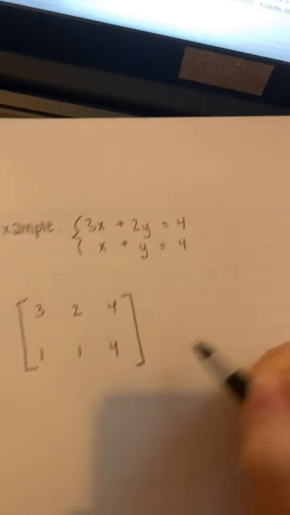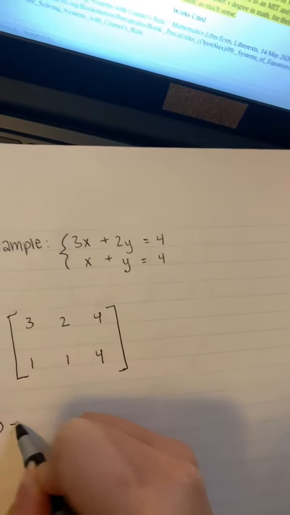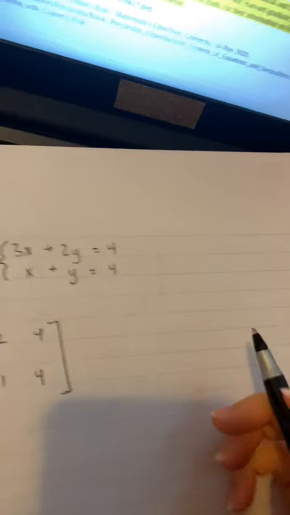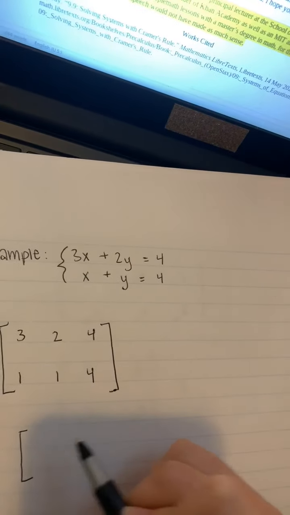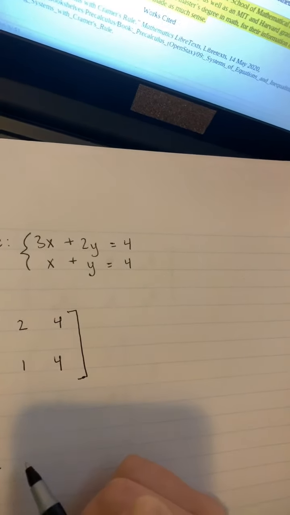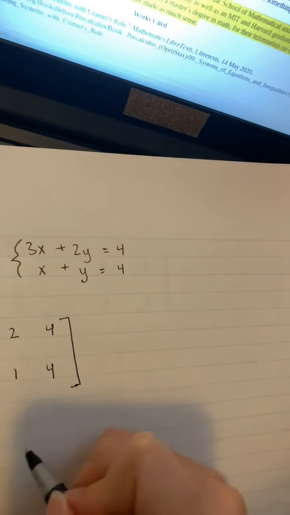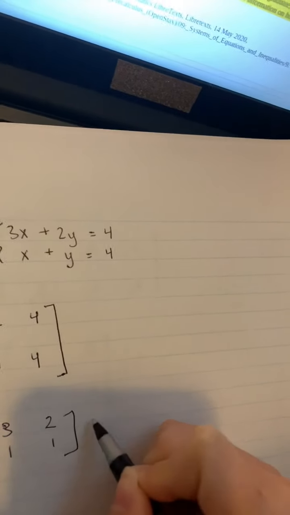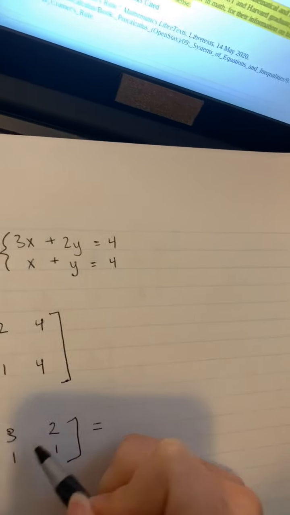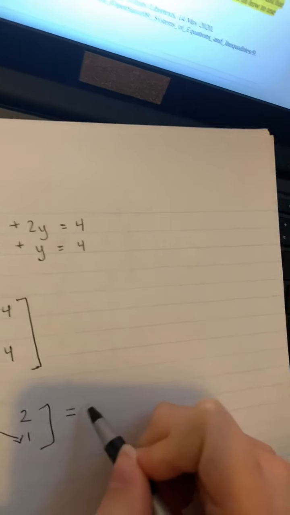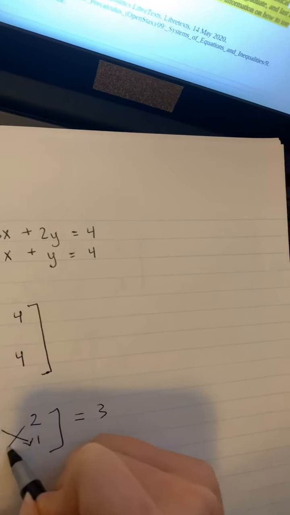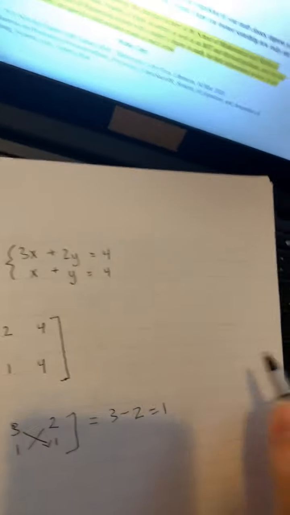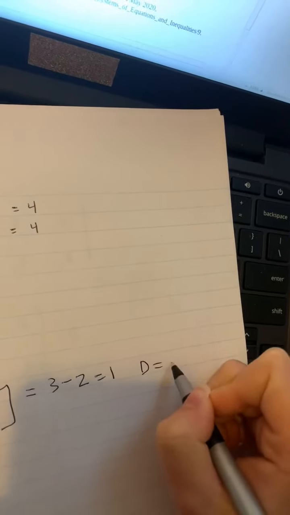Now we solve for d. You do this by using a1, b2, b1, and a2, which is 3, 1, 2, and 1. Now you multiply 3 by 1 to get 3, and 2 by 1 to get 2. And that equals 1. So your d equals 1.